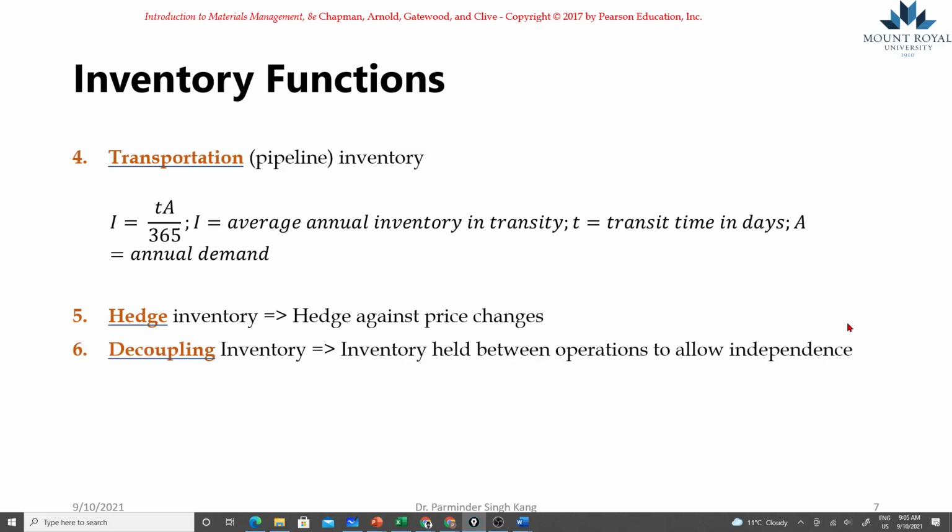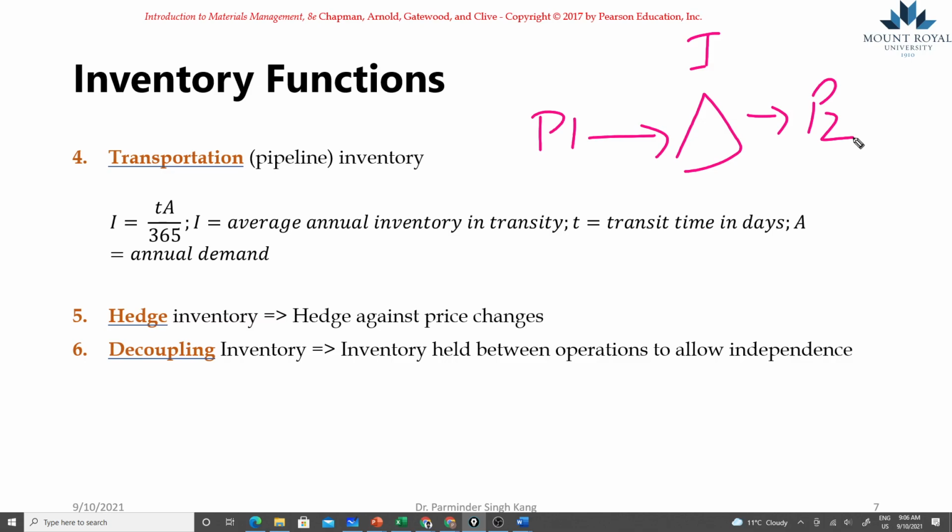Decoupling. These are the inventories which are kept between two processes to create some independence, right? So the idea here is when we look at different processes or different parts in the supply chain, each of these processes has a different lead time and different processing requirements. So we want to have some inventory sitting in between so that the processes are working independently.